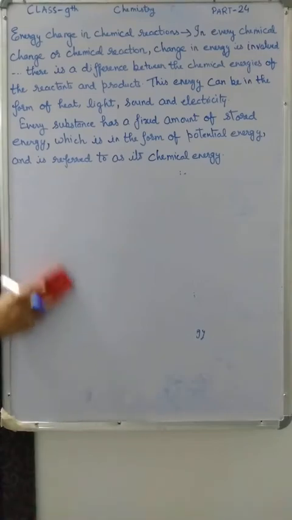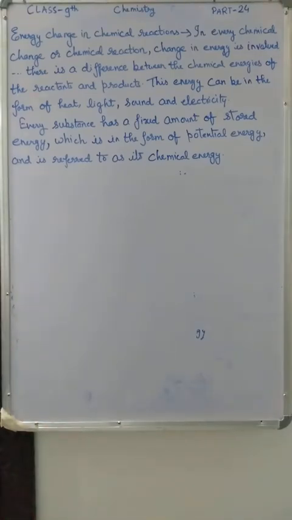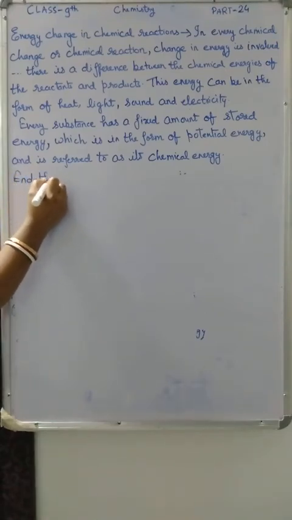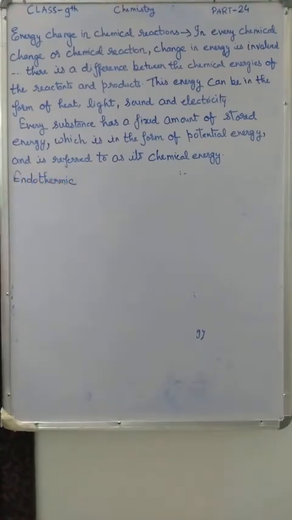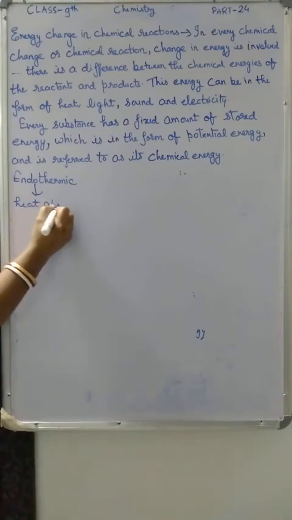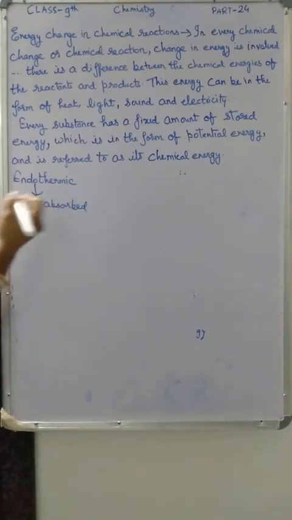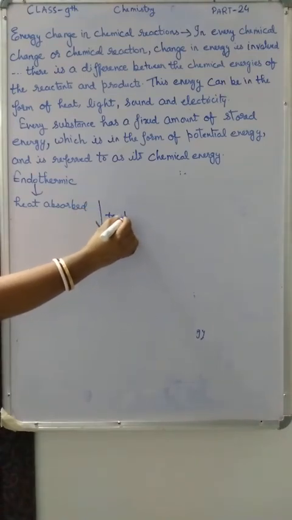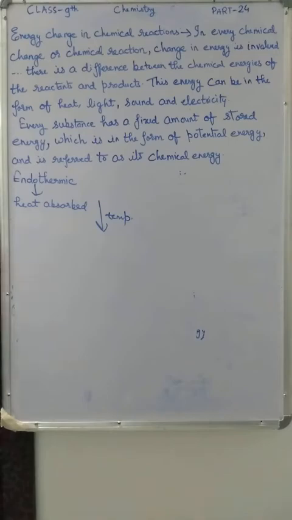So what do you mean by endothermic reaction? Endothermic reaction: a chemical reaction in which heat is absorbed. In this, heat is absorbed. Okay, energy absorbed. So a chemical reaction in which heat is absorbed is called endothermic reaction. It causes a fall in temperature. It decreases the temperature. Okay, so this is called endothermic reaction.